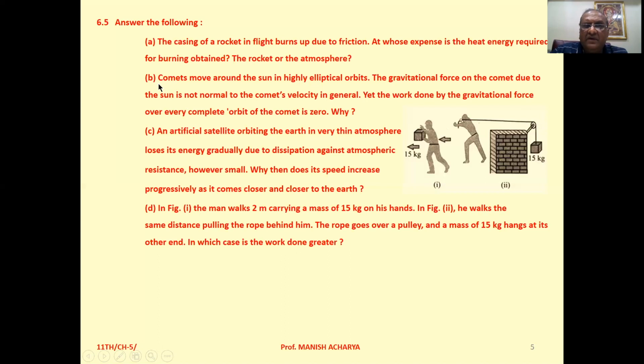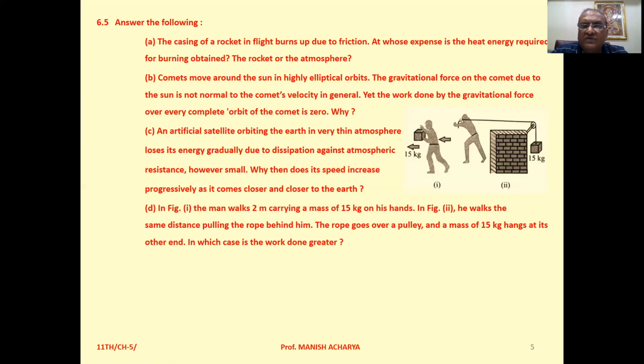Then B. Comets move around the sun in highly elliptical orbits. The gravitational force on the comet due to the sun is not normal to the comet's velocity in general. Yet the work done by the gravitational force over every complete orbit of the comet is zero. Why? Because gravitational force is a conservative force.